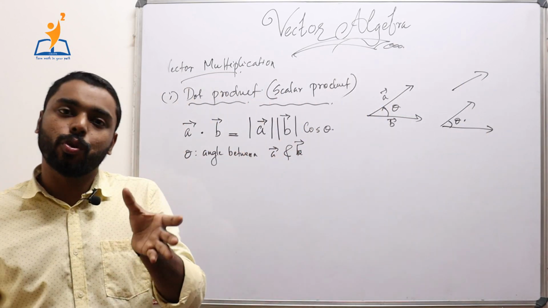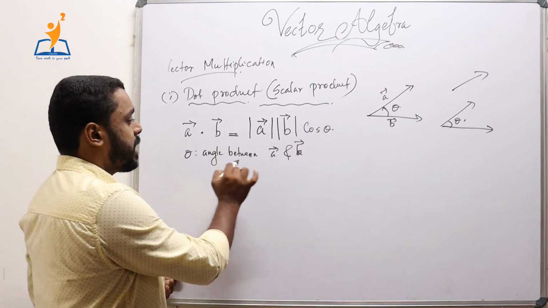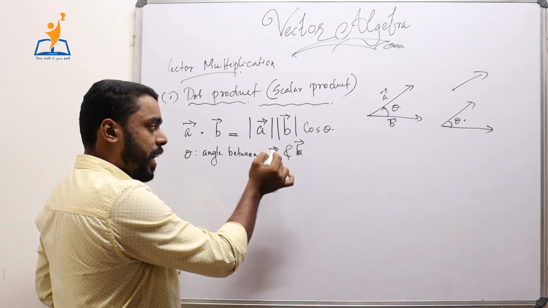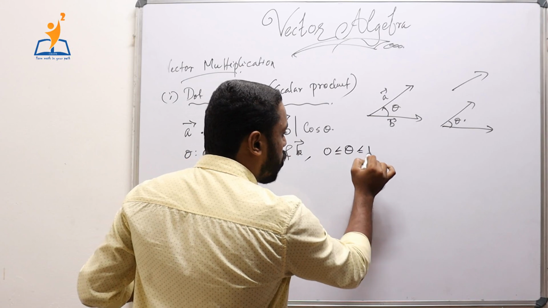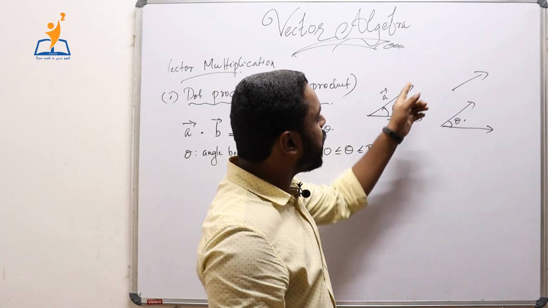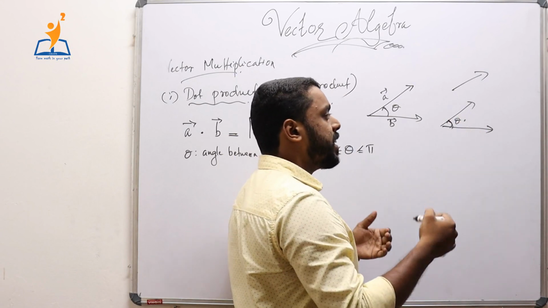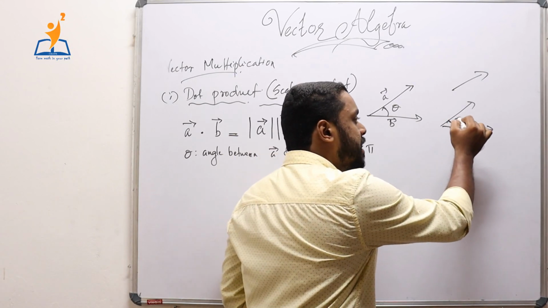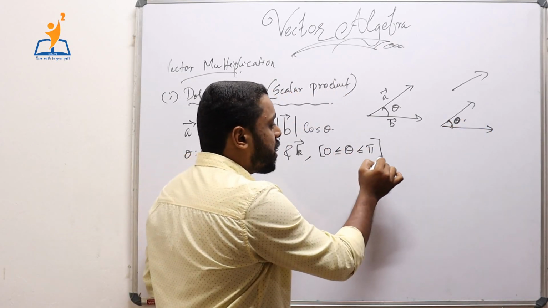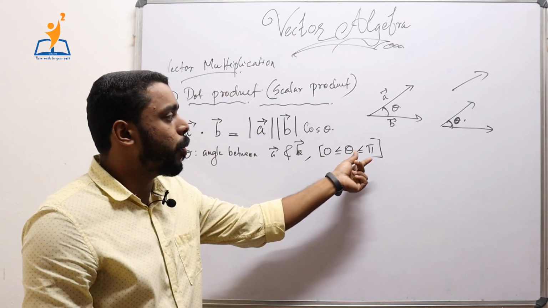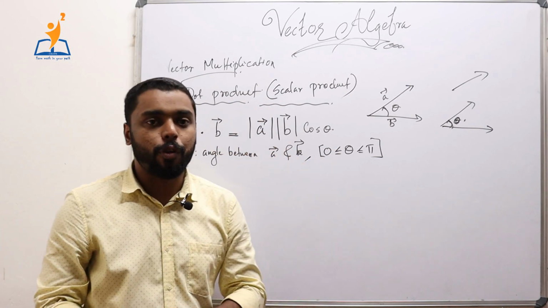So the dot product of two vectors is mod a mod b cos theta, where theta is the angle between a and b, and we have a restriction: 0 less than or equal to theta less than or equal to pi. Since after a complete rotation the angle keeps repeating, we get a repeated angle exactly the same as theta. So we take only the variation of theta from 0 to pi. This is the definition of the dot product of any two vectors.